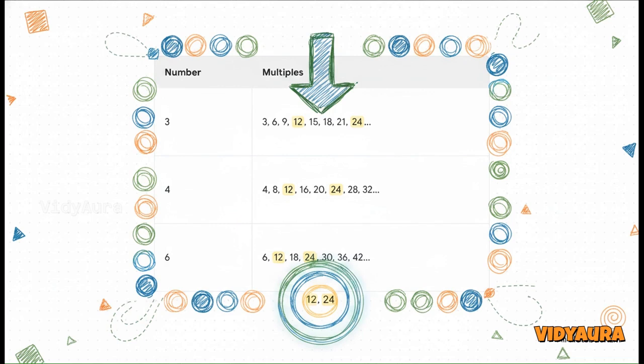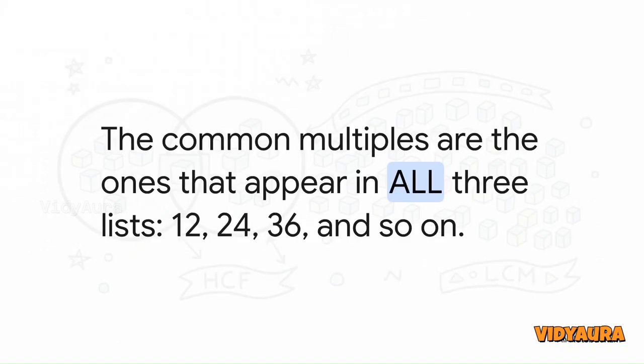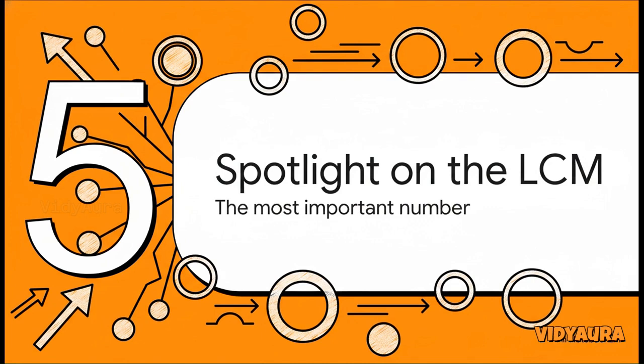Now this is where it gets really interesting. When you line up all the lists like this, you can just scan across and see which numbers pop up in all 3 rows. What jumps out at you? Exactly, the very first number they all share is 12. And if you look further down the line, the next one is 24. And if we kept our lists going, the next one would be 36. These are our common or shared multiples. So we found this list of shared numbers, 12, 24, 36, and it goes on forever.